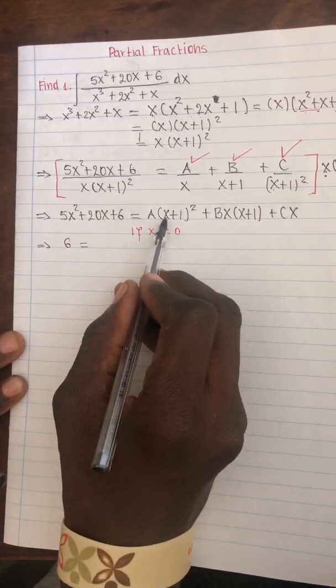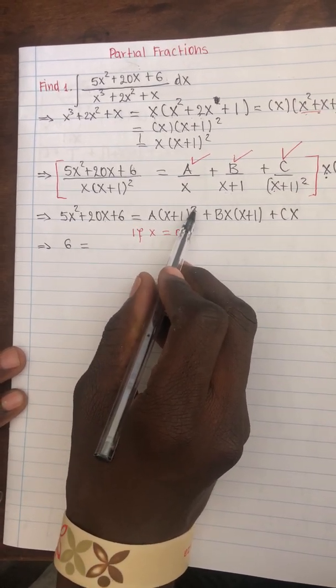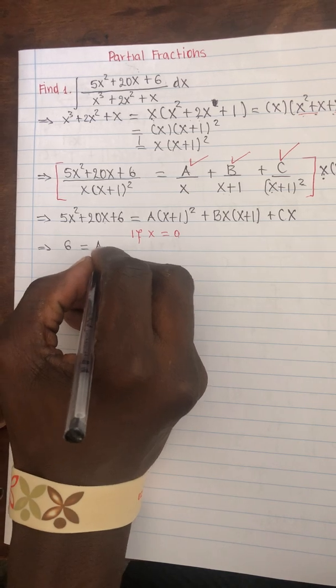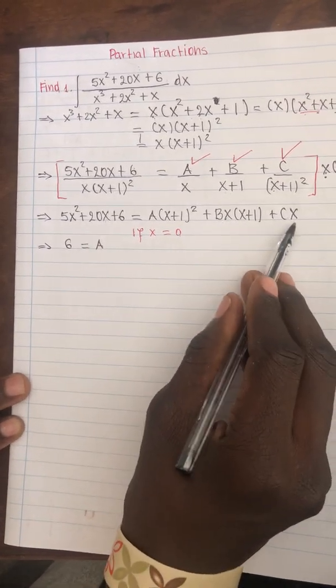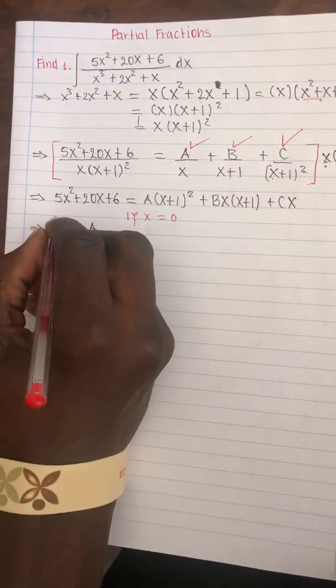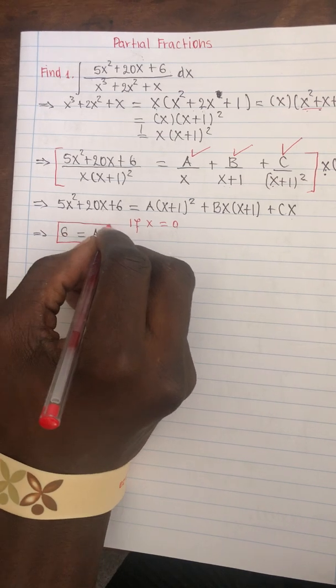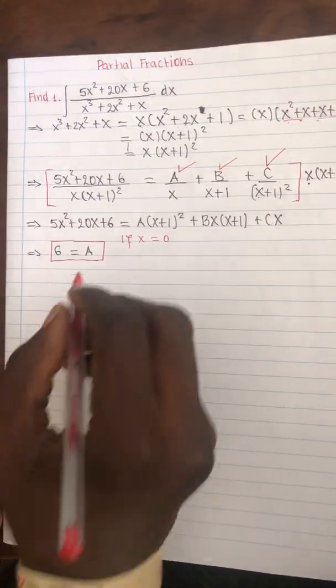And then if I put 0 here, I'm going to have 0. 0 plus 1 is 1, 1 squared is 1, so I'm just left with A. But if I put 0 here, it's 0, and so this part is 0. Therefore, the value of A, we found it very easily. So the value of A is 6. So now we found the value of A.